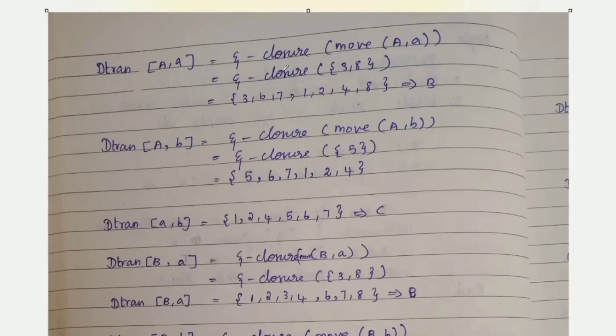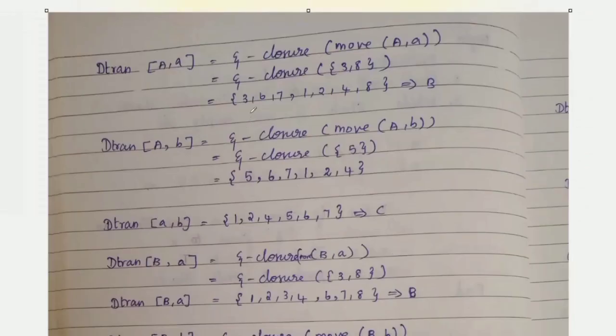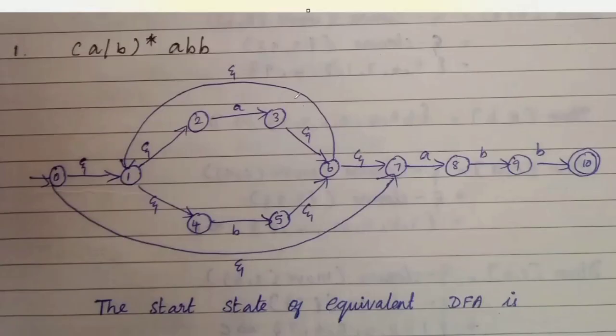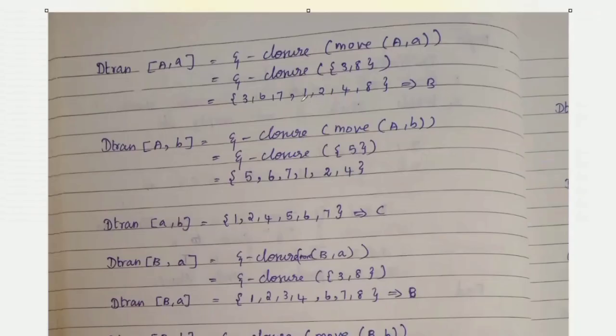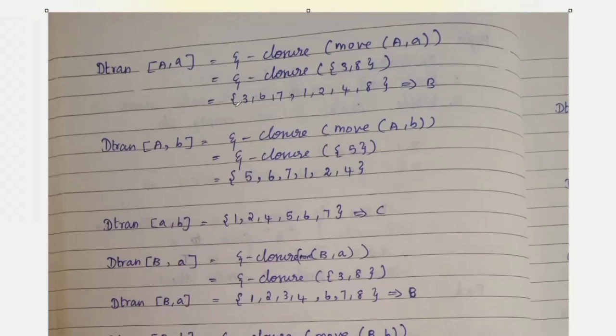Now we compute the epsilon closure of {3, 8}. Look at the transition diagram. From state 3 we can reach 6 and 7. Here you write 3, 6, 7. From 6 we reach back to 1. 1 reaches 2 and 4. Write 1, 2, 4. From 8 we can reach nothing directly, but 8 leads to 9 on b. So we ignore that here, but we have to include 8. Here you write 8. So the epsilon closure of {3, 8} is going to be {3, 6, 7, 1, 2, 4, 8}. This is named DFA state capital B.